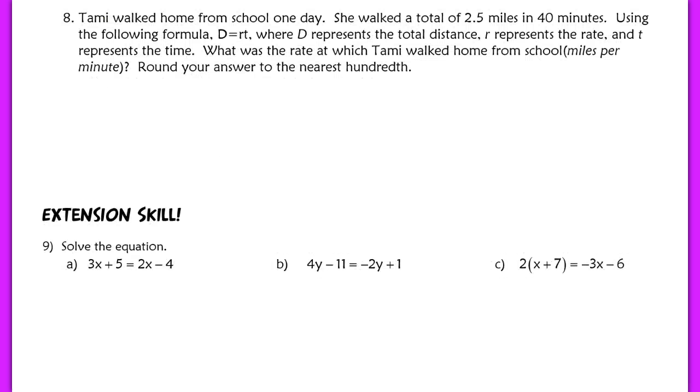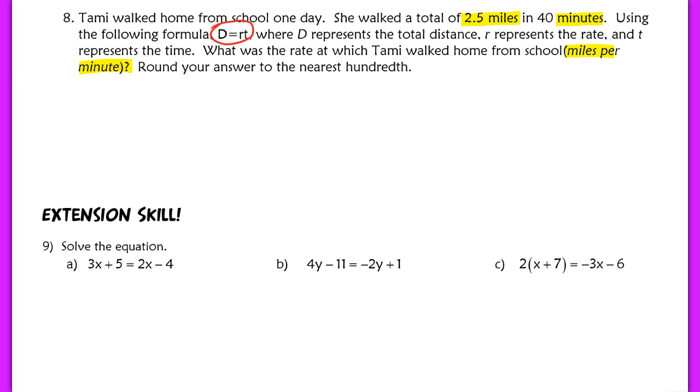Okay, number 8, it says Tammy walked home from school one day. She walked a total of 2.5 miles in 40 minutes. We're going to use the formula D equals R times T right here, where D represents the total distance, R represents the rate, and T represents the time. So the question is, what was the rate at which Tammy walked home from school in miles per minute? You're going to notice it's in miles per minute because the information they give us is miles and minutes.